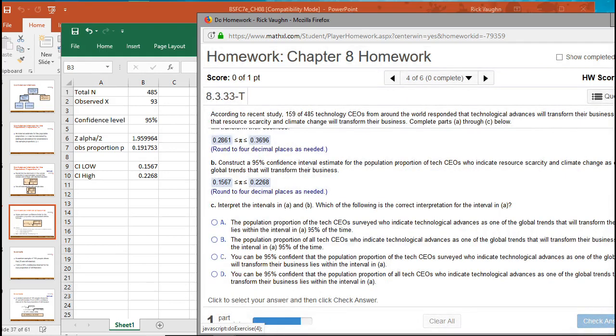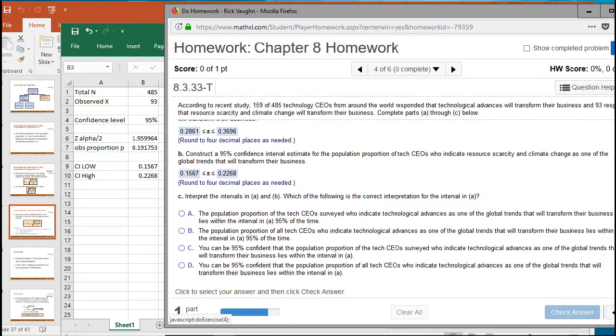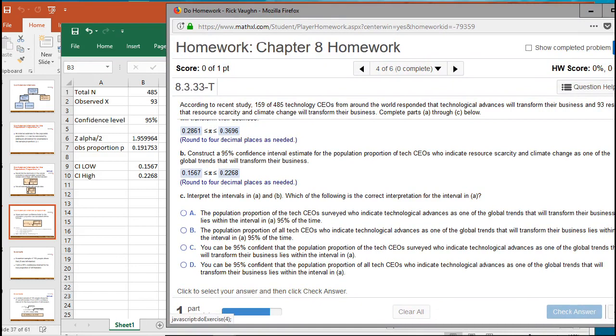And now we just have an interpretation question. The population proportion who indicate technological is 95% of the time. We can be 95% confident that the population proportion lies within the interval in part A. Let's see. Yeah, that sounds right.